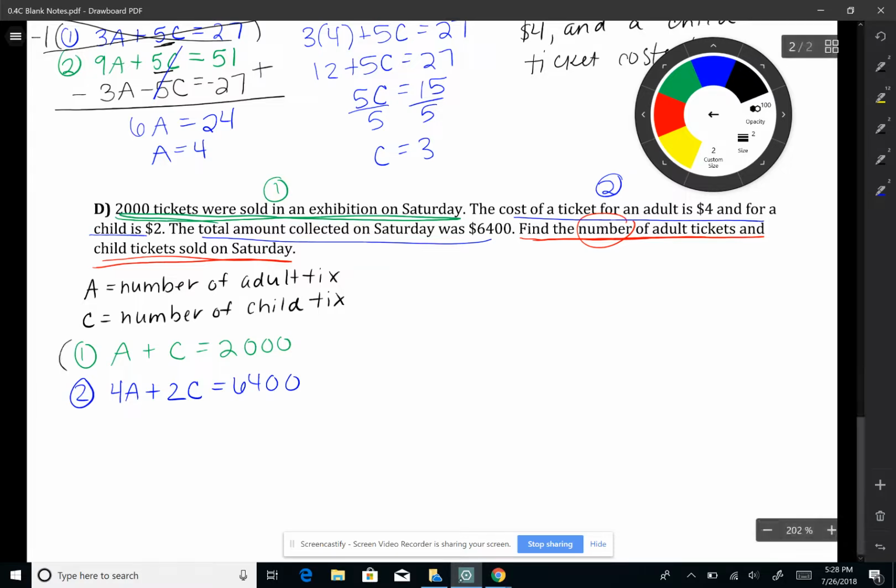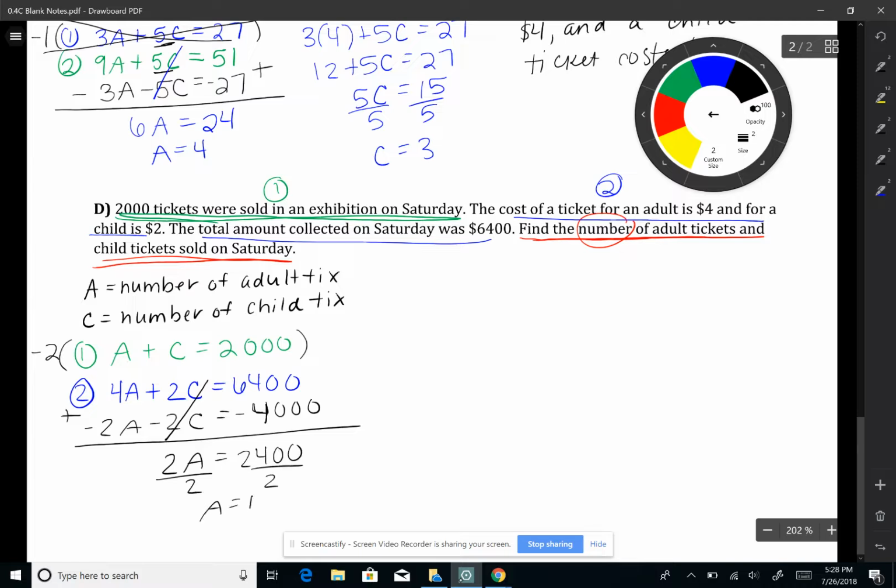So I'm going to multiply this first equation times negative 2. So that gives me negative 2A minus 2C equals negative 4,000. So when I add these together, of course my C's cancel, but 4A minus 2A is 2A. 6,400 minus 4,000 is 2,400. Divide by 2, A equals 1,200.